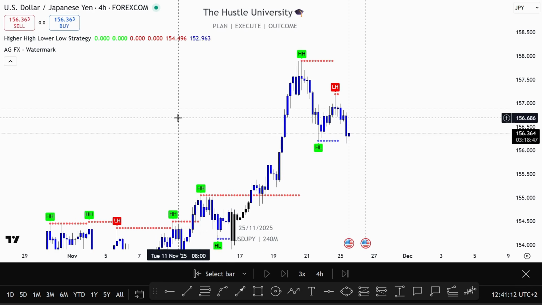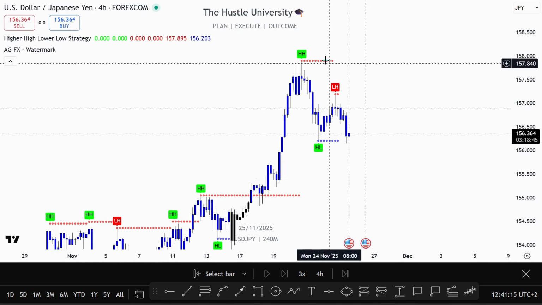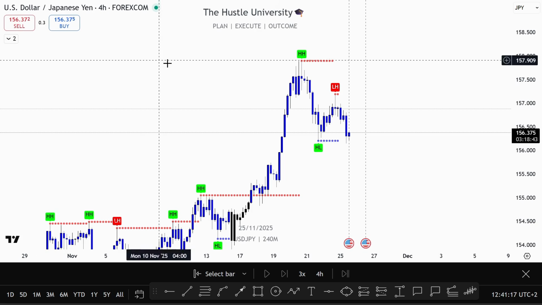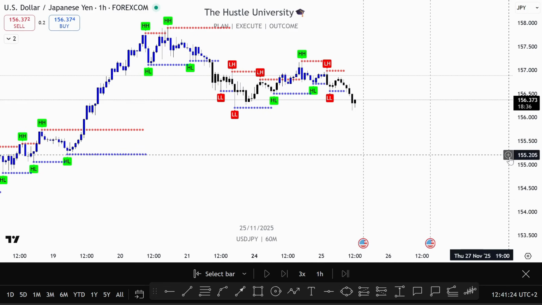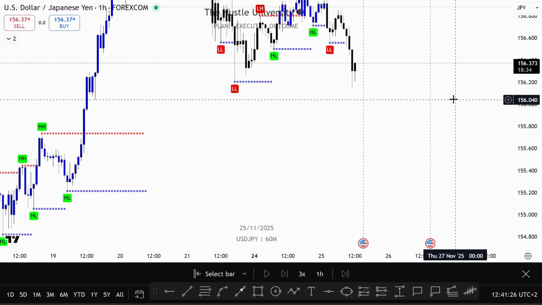So this indicator can help you very much with marking up your charts. You can either use it from the 4 hour or the 1 hour, to get those nice clean understandings in terms of what the chart is trying to show you.